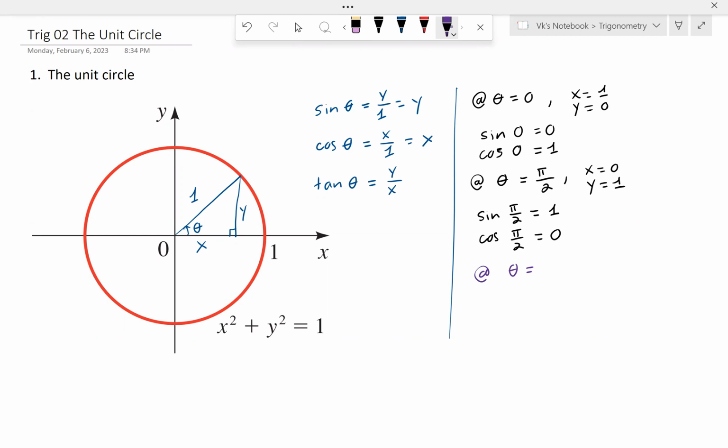The angle theta is equal to pi. So it's right here. You can see that the point here, x equals -1, y equals 0. So that means sine of pi is 0. Cosine of pi is -1. We can use the unit circle to figure out sine, cosine of 0, pi over 2, pi, 3 pi over 2, and 2 pi. What about the other angles?